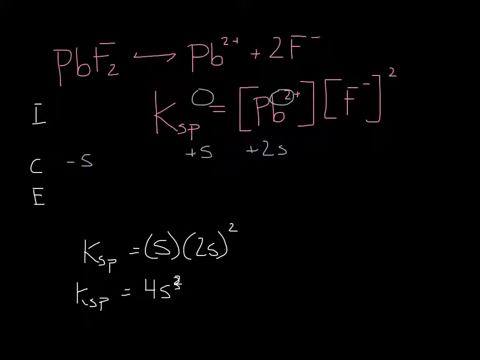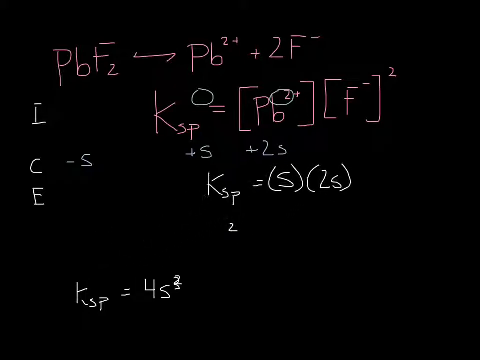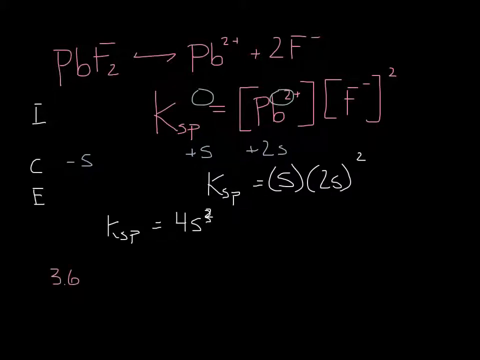And so now we know the Ksp value, so we can move some things around here, and we can go ahead and solve. So Ksp we saw in the question was 3.6 times 10 to the negative 8th, and that is going to be equal to 4S cubed. And so we can solve this by first dividing both sides by 4 and then taking the cube root of our problem, and that's going to give us an S value of 2.1 times 10 to the negative 3rd.